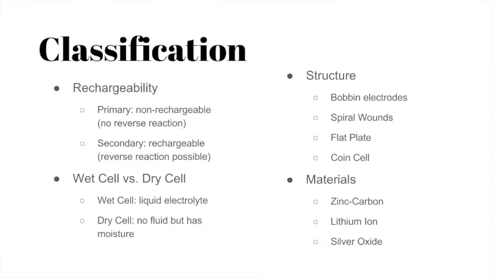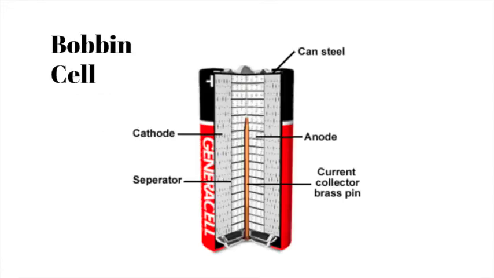There are thousands of different structures and combinations of material available to make a battery, but the four common structures are bobbin electrodes, spiral wound, flat plates, and coin cell. Most commonly adopted reaction materials are zinc carbon, lithium ion, and silver oxide. Bobbin cell has an internal cylindrical anode, usually in the form of a rod immersed in the electrolyte. The external cup that contains the electrolyte forms the cathode of the battery. There's a carbon needle in the anode that collects the current and connects to the positive terminal. The negative terminal is the cup itself.